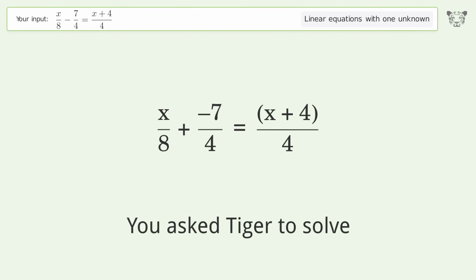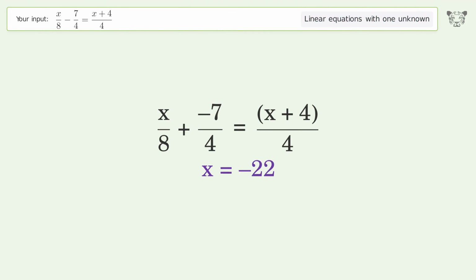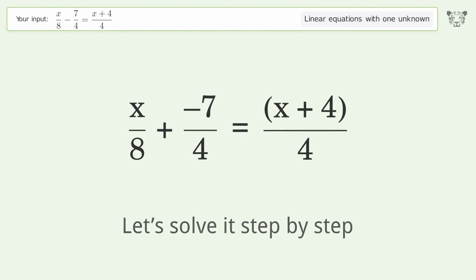You ask Tiger to solve. This deals with linear equations with one unknown. The final result is x equals -22. Let's solve it step by step.